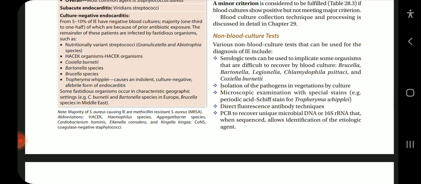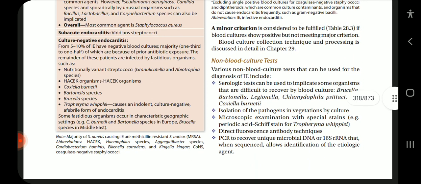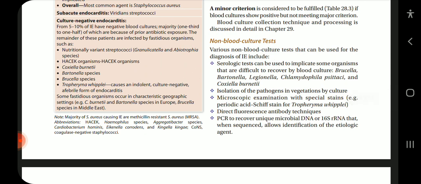All right. So regarding these HACEK organisms, we should know that HACEK is the abbreviation for a group of organisms like Haemophilus species, Aggregatibacter species, Cardiobacterium hominis, Eikenella corrodens, and Kingella kingae. And CoNS stands for coagulase-negative staphylococci. So these were the blood cultures.